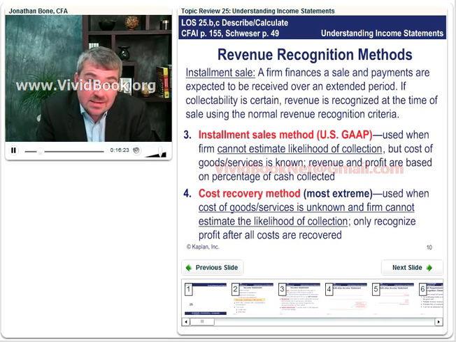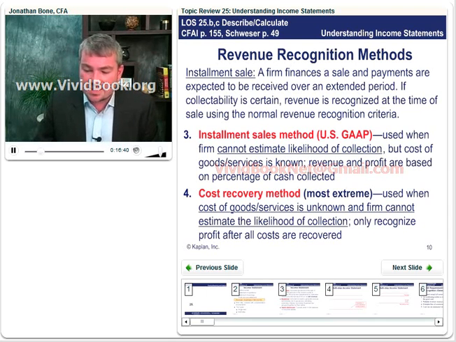sales, exactly the same way as we do with the installment sales method, i.e. in proportion to the cash we've collected to date. However, what we do here is we match costs against revenues and don't book any profit until we've fully recovered all of our costs. Sounds a bit complicated, but we're going to see it with some numbers in just a second.